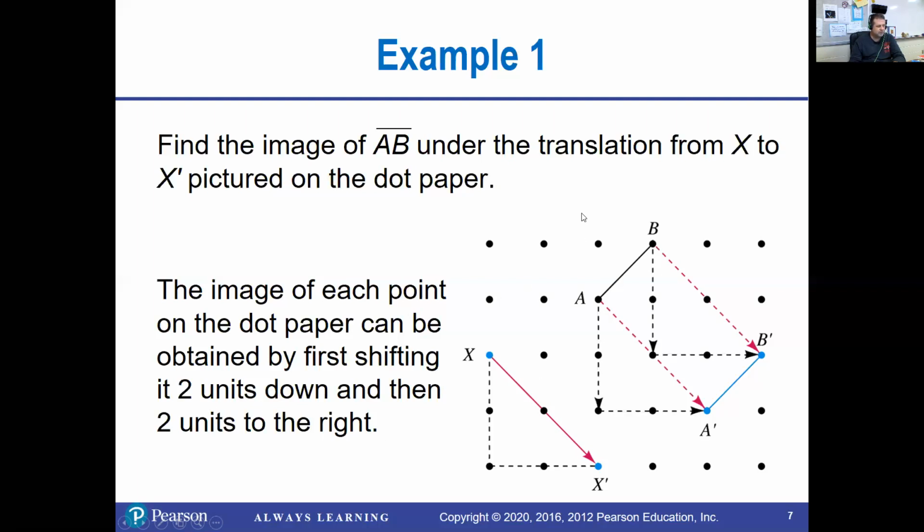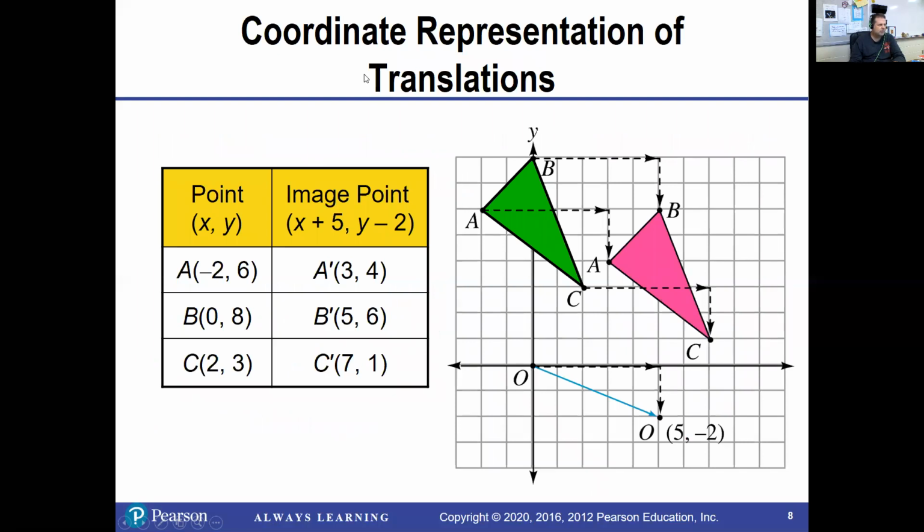If you're using square dot paper, you can use your diagonals too. A lot of times it might not go 1 diagonal at a time, so you might have to count down and over.